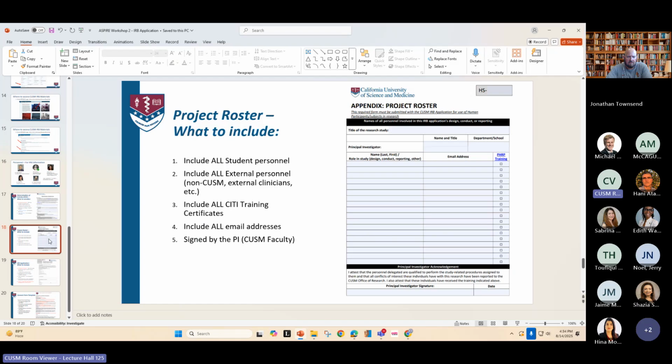All right, next form, project roster. What to include in it. Include everybody. Include all student personnel. So if there are students that are participating in research, all of them must be CITI certified. All of them must have a certificate. Okay? Include all external personnel, meaning people that are consultants, people that are providing supplies that are going to help train your research assistants. Put all your external personnel in there.